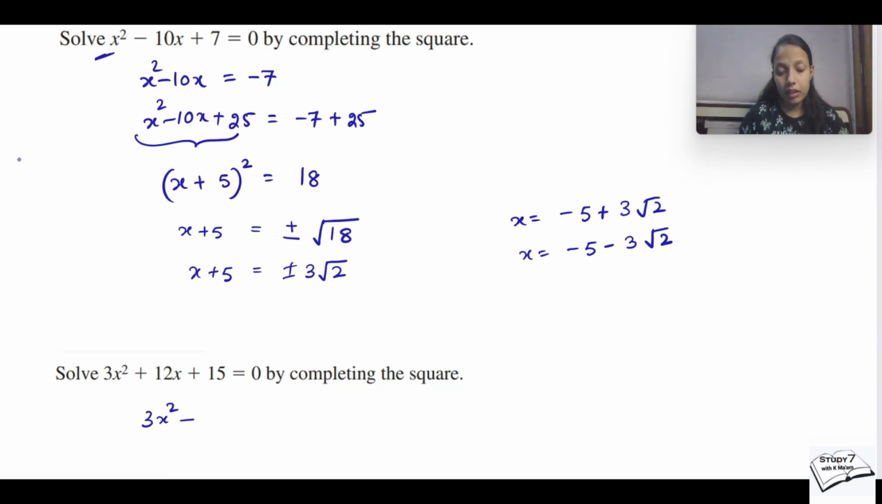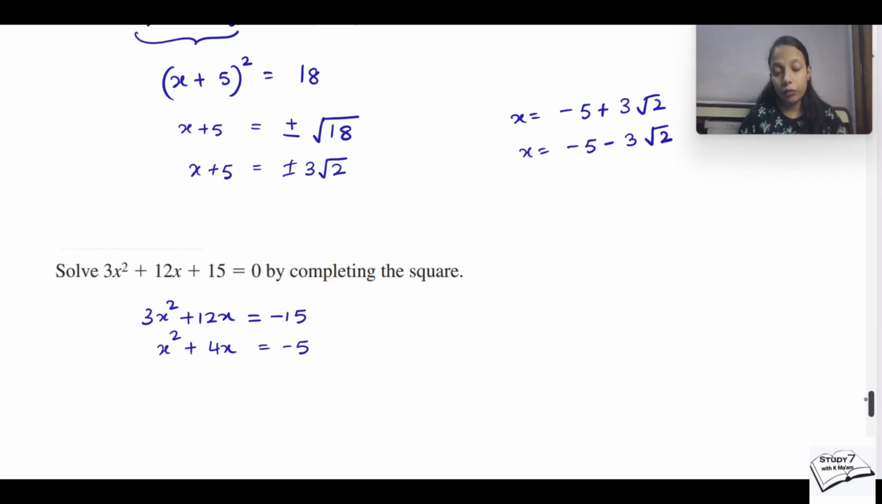3x square plus 12x. I'm shifting the constant term to the other side. Now to make the coefficient 1, I divide by 3. So x square plus 4x equals negative 5. Which term do I have to add to both sides? Half of the coefficient of x. The coefficient of x is 4. So divide by 2, it's 2. Square of 2. So I add 2 square on both sides.